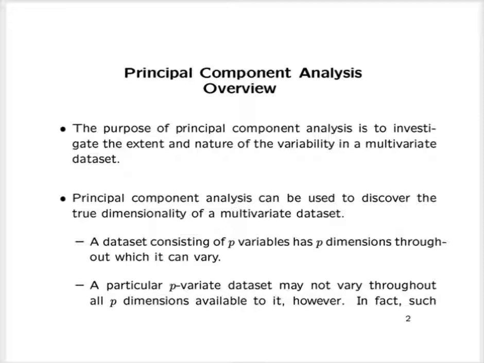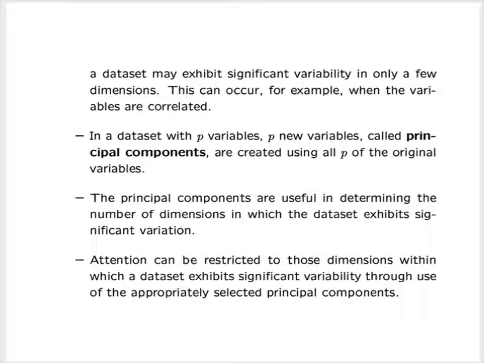Well, a dataset consisting of p response variables has p dimensions throughout which it can vary. A particular p-variate dataset may not vary throughout all p dimensions available to it, however. In fact, a dataset may exhibit significant variability in only a few dimensions. This can occur, for example, when the variables are highly correlated.